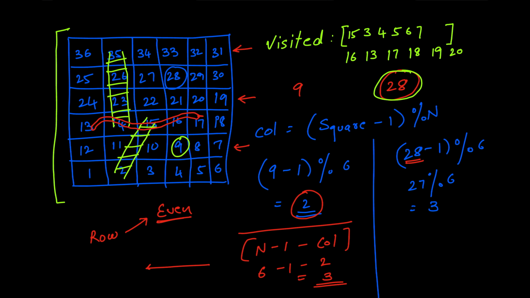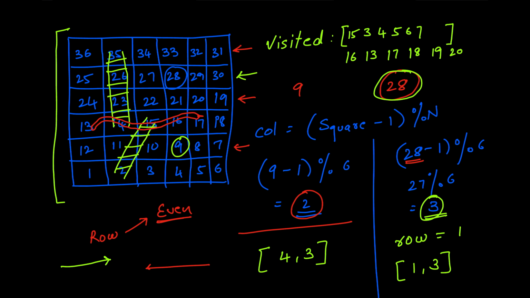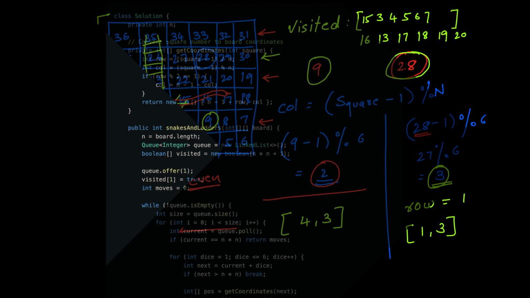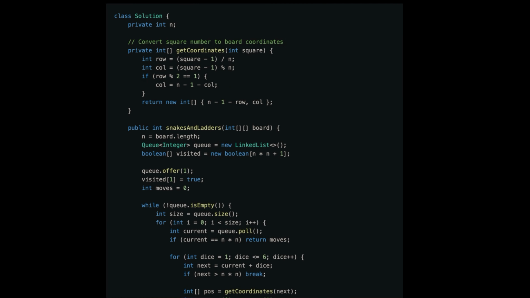As 28 is in an odd row, we don't have to apply the new formula. I hope you were able to follow the logic we use to calculate the x and y coordinates for each square. Let me show you how we can implement this approach using Java. In this Java implementation, I've created this helper method getCoordinates, which accepts the square or the cell and returns its corresponding x and y coordinates.